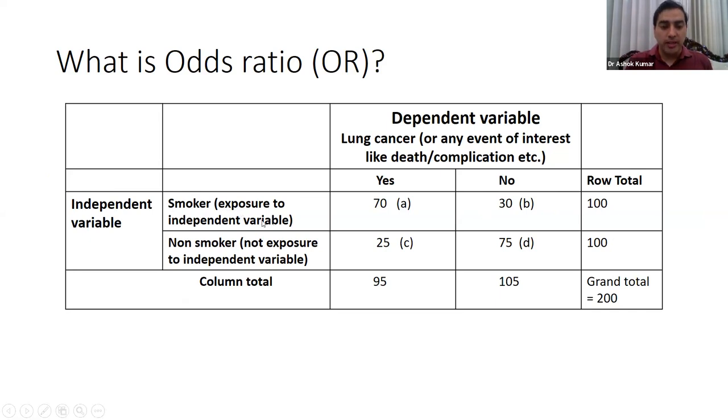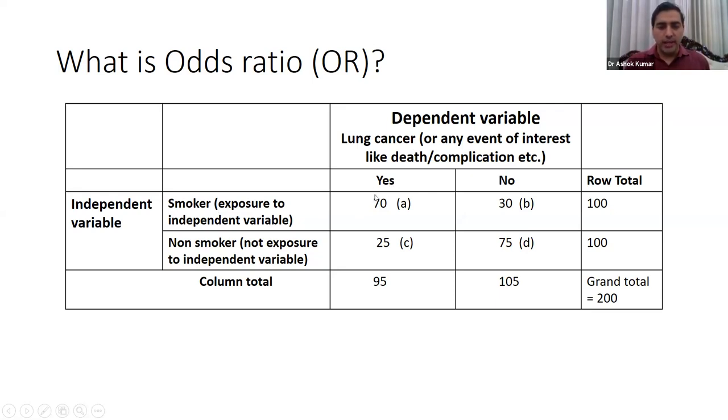This independent variable is not only smoking. We can take any example, for example, hypertension and non-hypertension, or diabetes and non-diabetic. So diabetes is your exposure to the independent variable, and non-diabetes means not exposed to the independent variable. Here is lung cancer present and this is lung cancer absent.